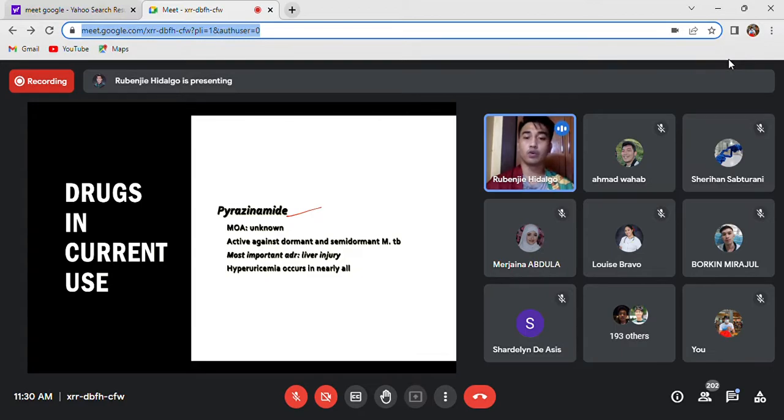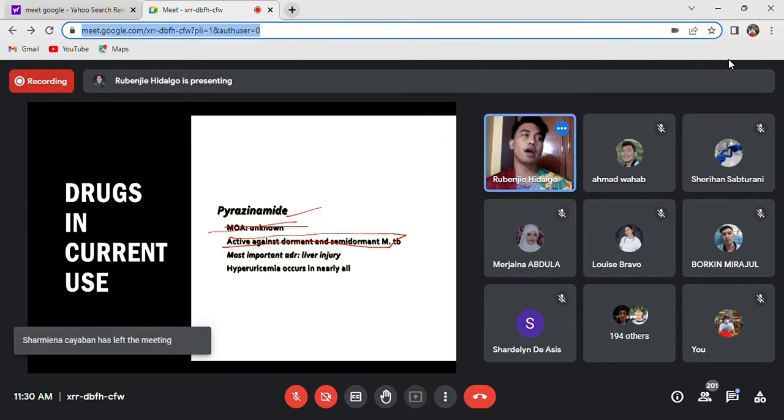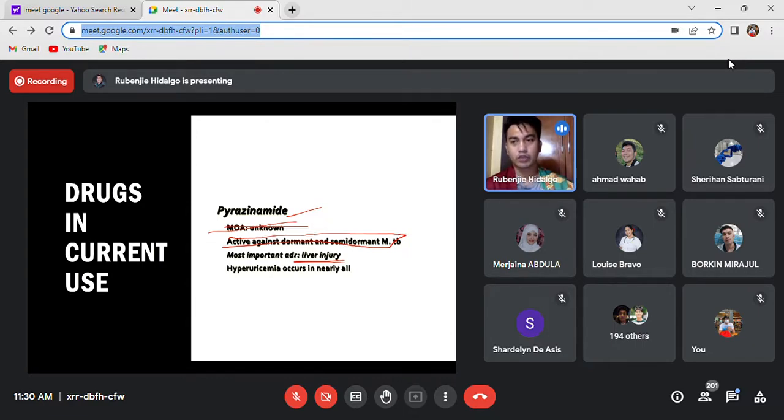The mode of action is still unknown. It is best used for what? Please take note, yan po ay binibigay the best for dormant and semi-dormant tuberculosis. So if your case is reactivation tuberculosis or latent tuberculosis, ang pyrazinamide ang isa sa mga ginagamit na drug of choice for that. Okay? So though the most important adverse reaction ay liver injury, kaya po tinitignan din ang creatinine for that. Okay? Creatinine, yung SGPT, your SGOT, okay, liver function test, tinitignan din po yan. Okay? So please take note again, pyrazinamide is best for the dormant and semi-dormant tuberculosis.